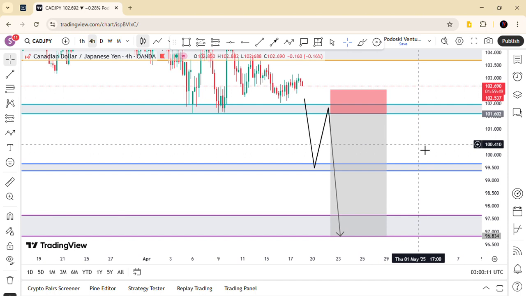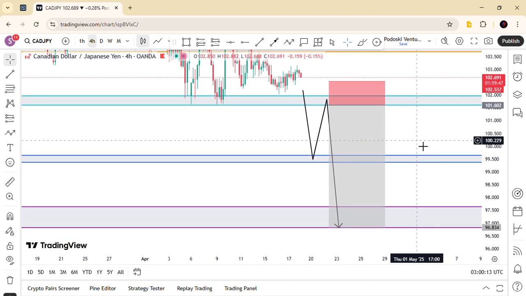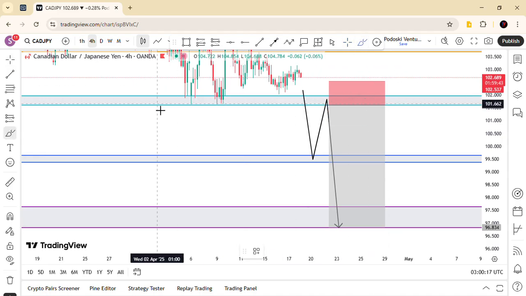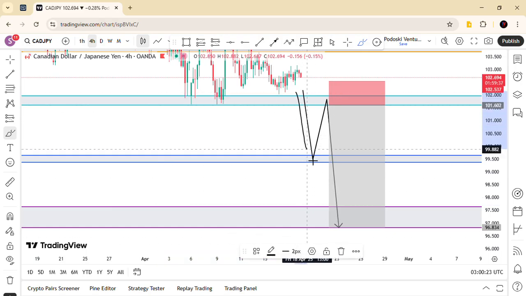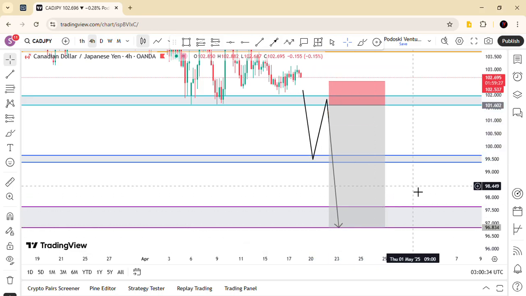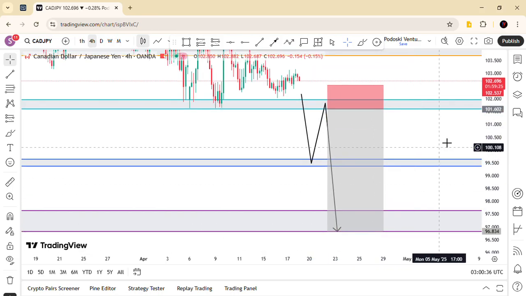So this will be the setup on CAD JPY. Anytime price breaks out of this consolidation zone, then we take the sell from here all the way to the downside on CAD JPY. So yeah, that's it on CAD JPY. Let's move on to the next pair.